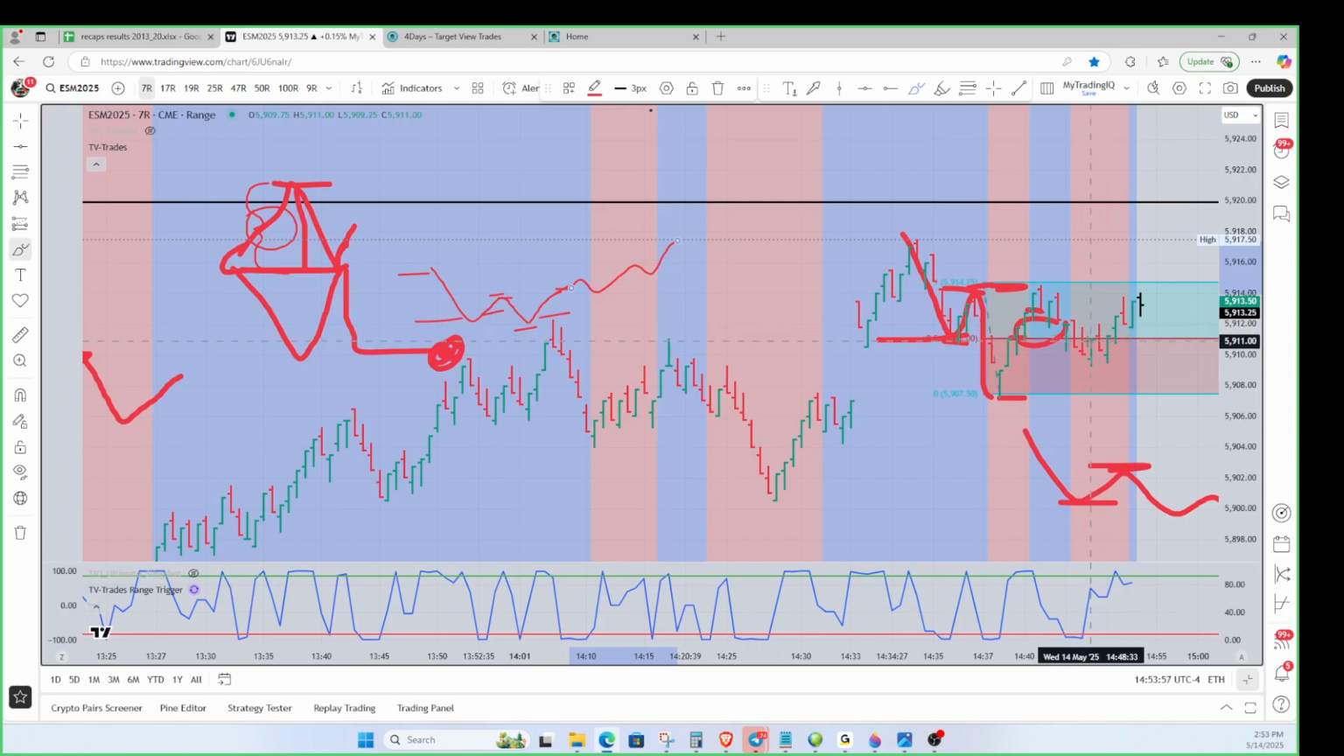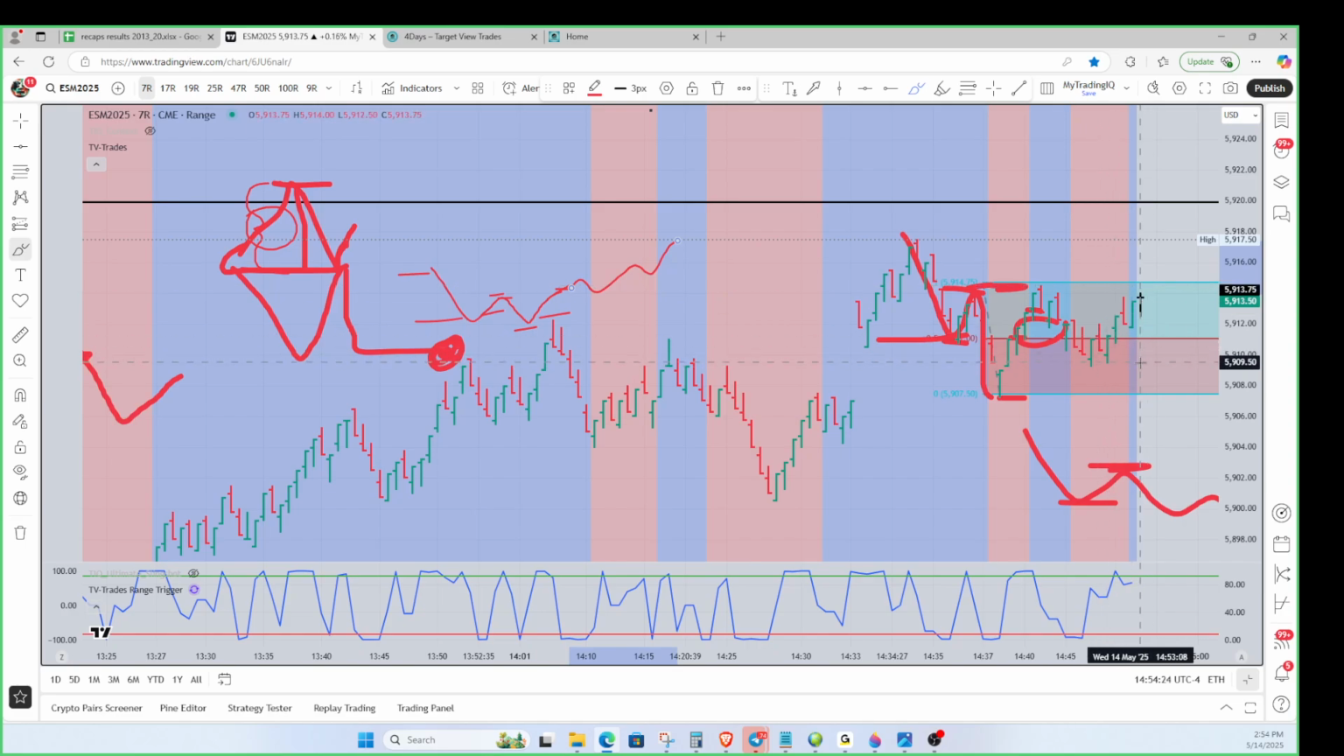It's completely acted as support. It's pushed it back up, and now you're in blue with the background right there. So this isn't really a great place to be trading. But if you were trading right here, when you have a blue background, you're doing these retracement lines from the swing low to the swing high.